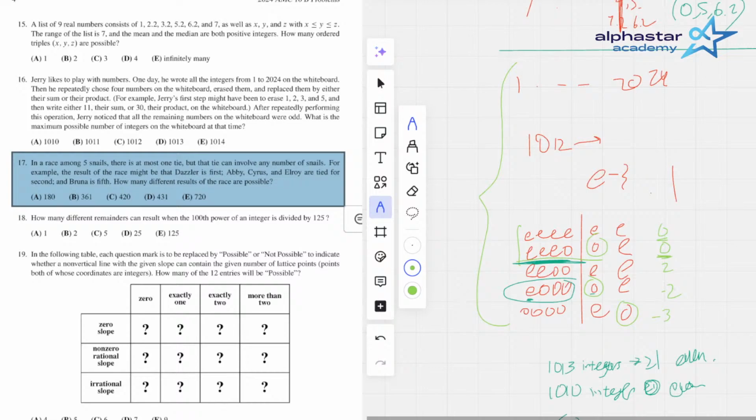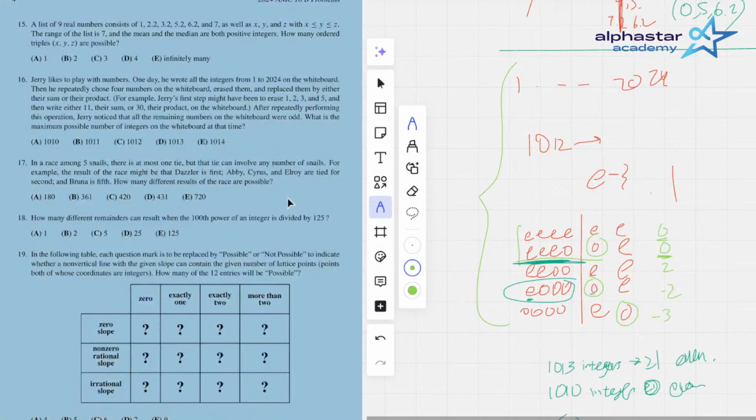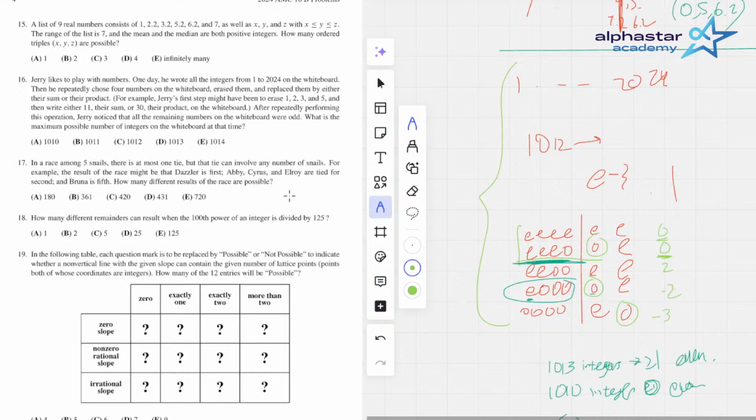Maybe it might trip you up that the actual tie is not ordered. In other words, in this example, Abby, Cyrus, and Elroy are tied for second, and it doesn't matter how they're arranged. That is a slightly trippy part, because you would get a different answer if you didn't do that, right? So for example, if the ties were distinguishable, then, let's take a look.